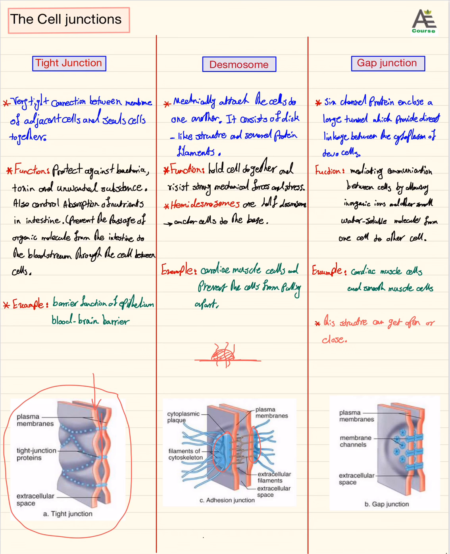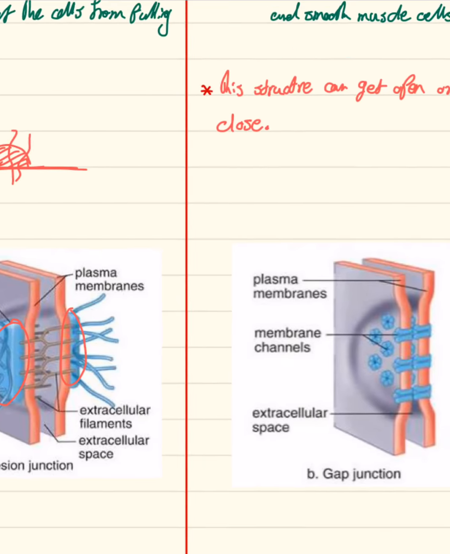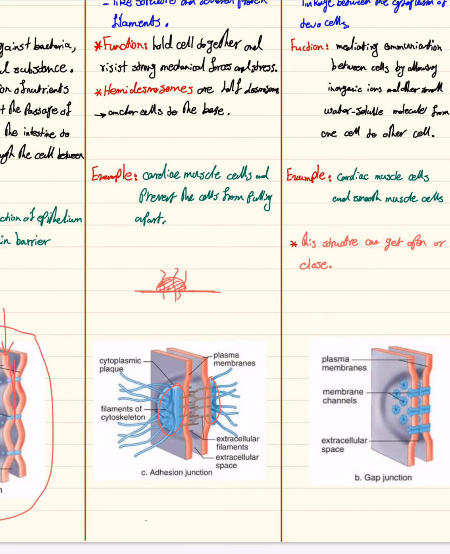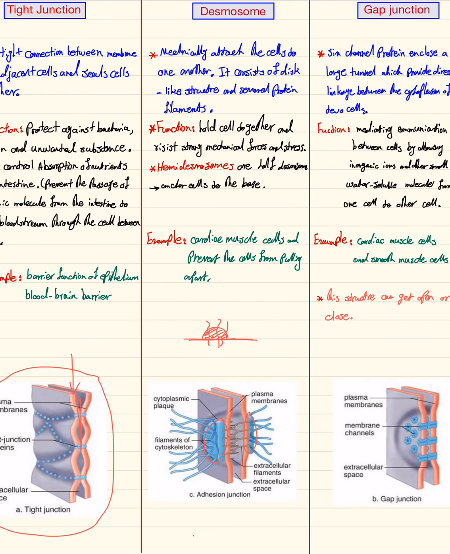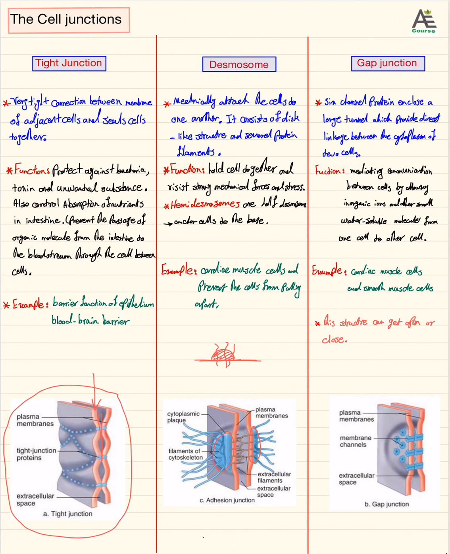Let's see gap junction. Gap junctions, as you can see here, consist of approximately six proteins, which form a tunnel, and that tunnel provides direct linkage between the cytoplasm of two adjacent cells. So it's important for mediating the communication between the cells.